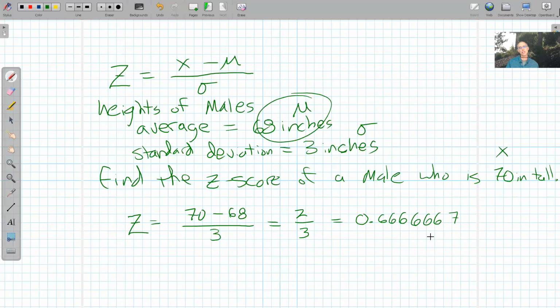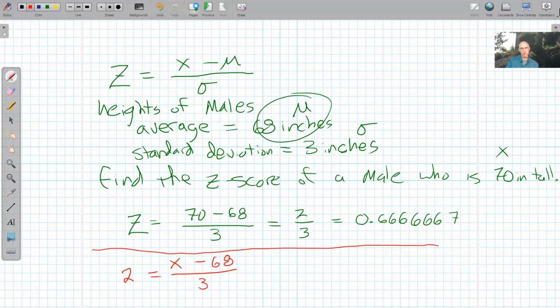Other thing we might be asked here in a problem that's a little more complicated is to solve. Like maybe we're given that z is equal to, let's say, 2, and then we have to figure out what x is for this situation. And so we might have to solve an equation like that.